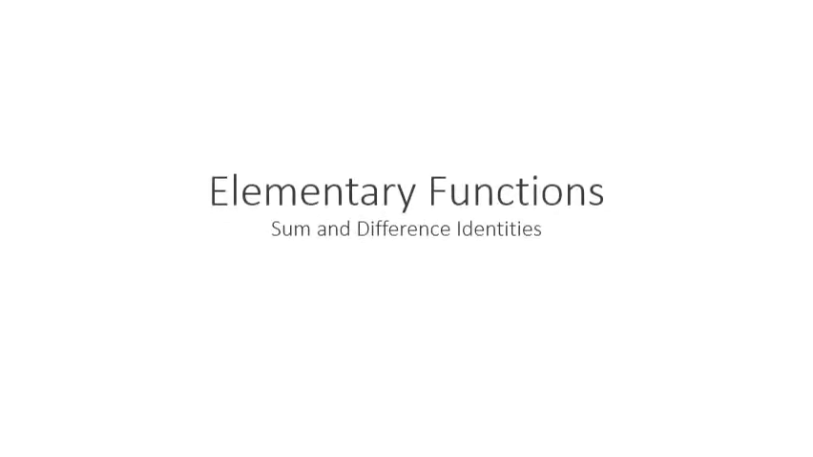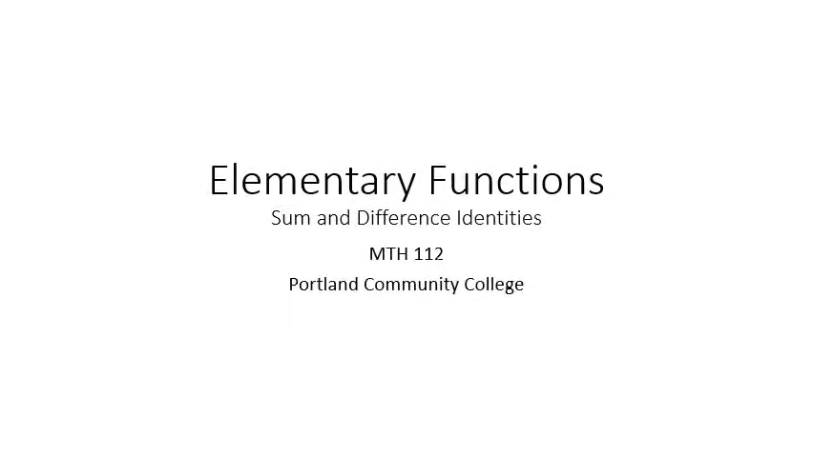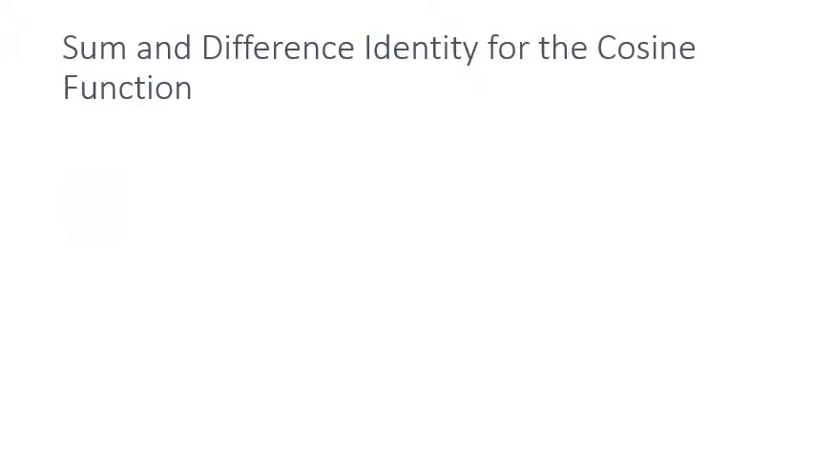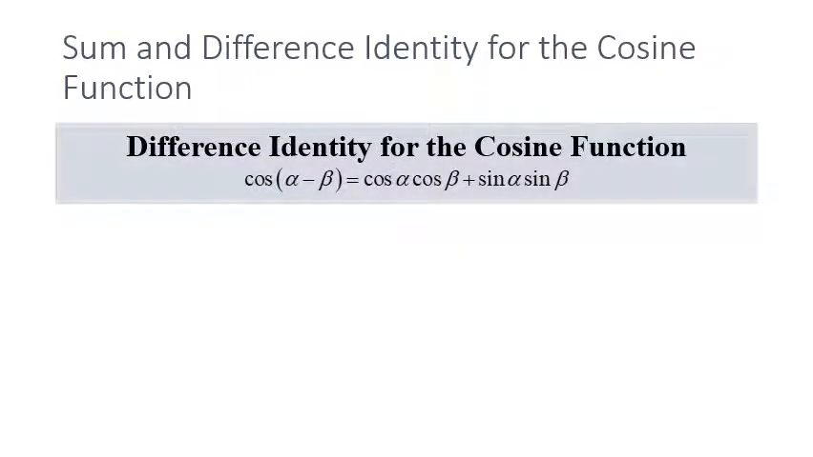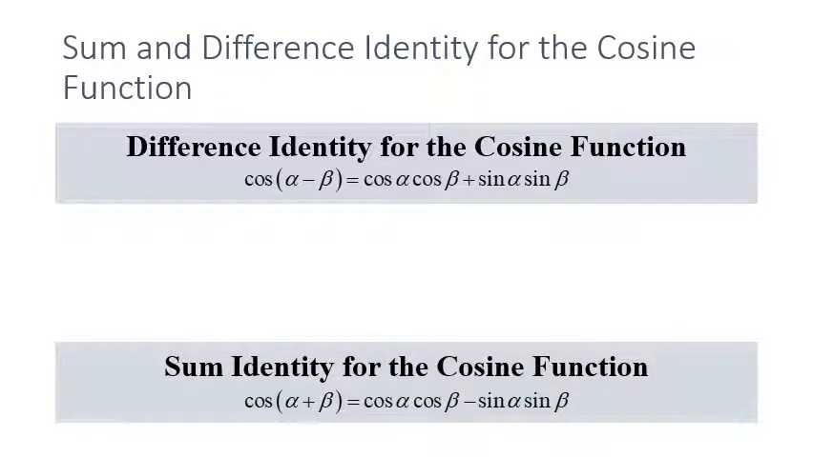Okay, so today we're going to learn a few more identities that we can use. And the really cool thing is that all of the stuff we're learning today, you guys will have on the test. So none of the identities from today, you don't need to have any of them memorized, which is great. So there's a difference identity for the cosine function, and there's a sum identity for the cosine function. And these are what they are.